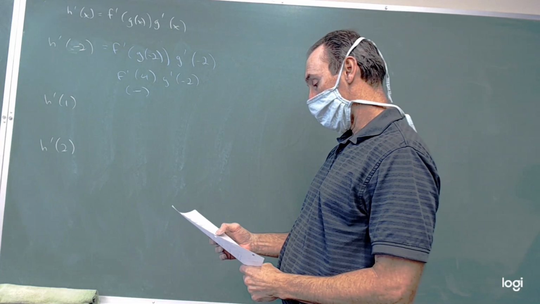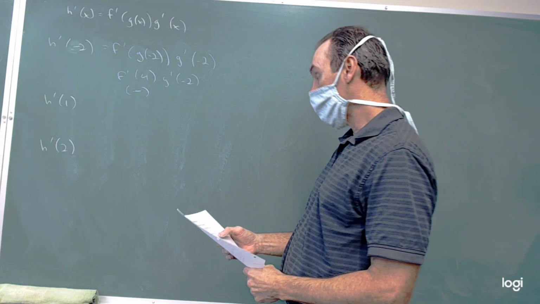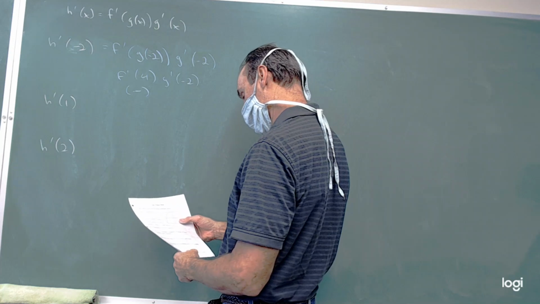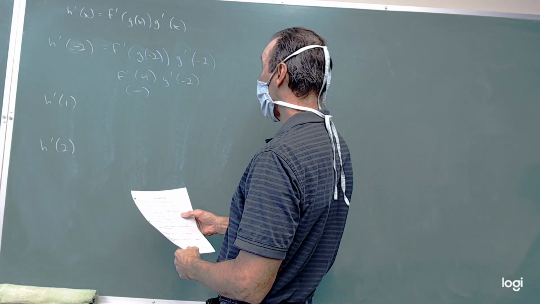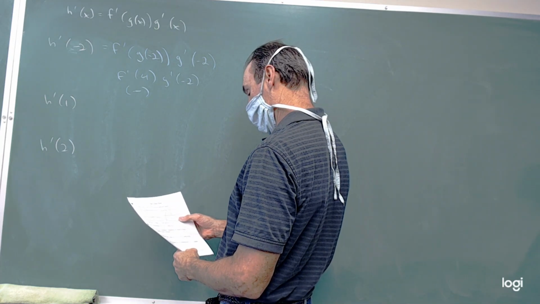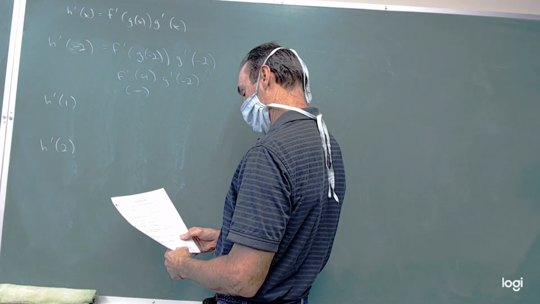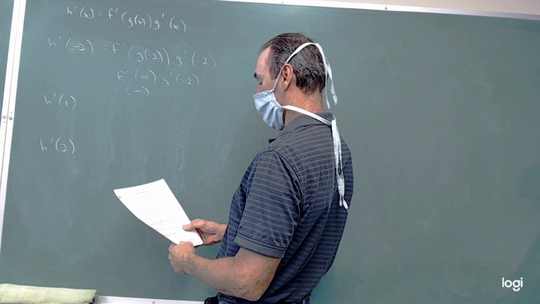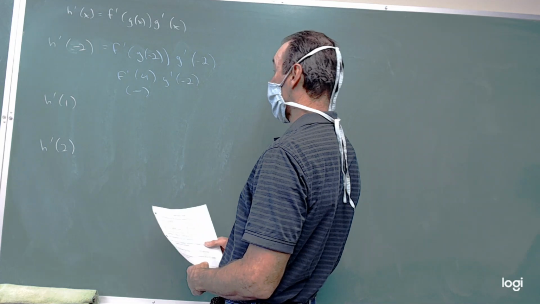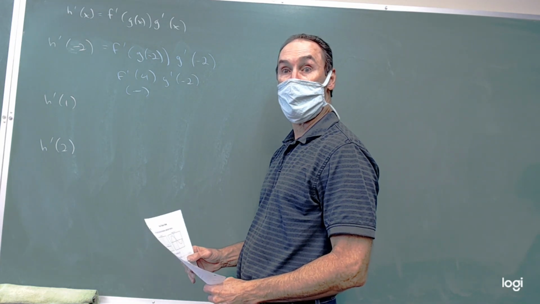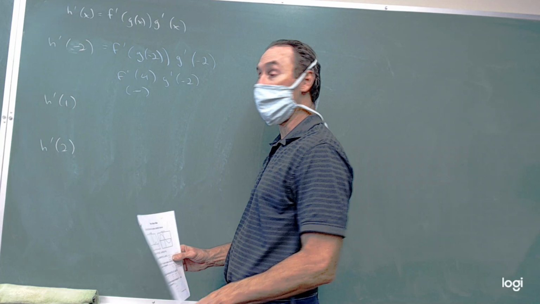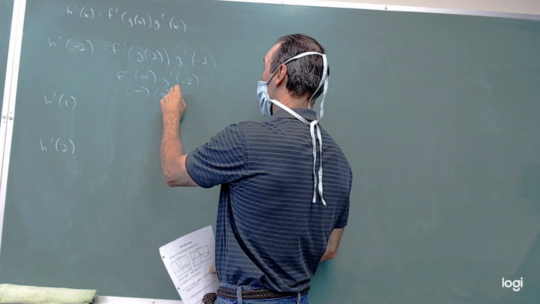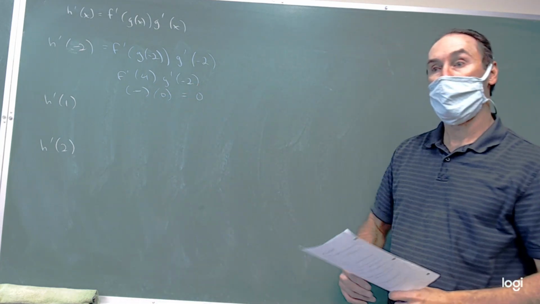And G prime at 2 looks like it's also, am I doing that right? It's G prime at negative 2. I was looking at 2. That looks like it's right at the part where it's the top of the graph, the peak, where it's horizontal, which would make that 0. Is that what you thought?